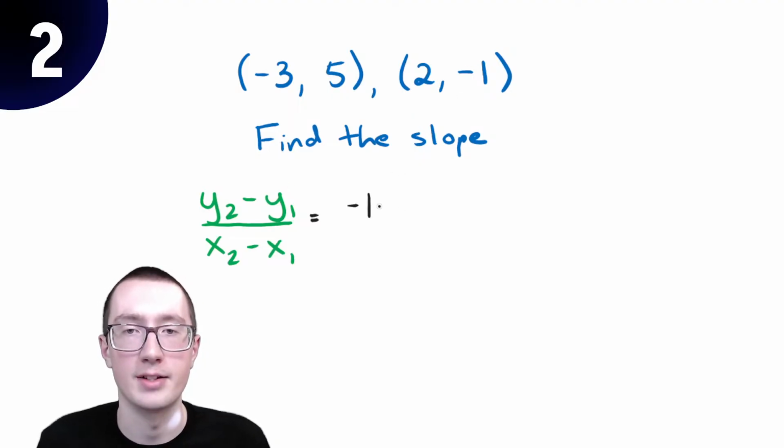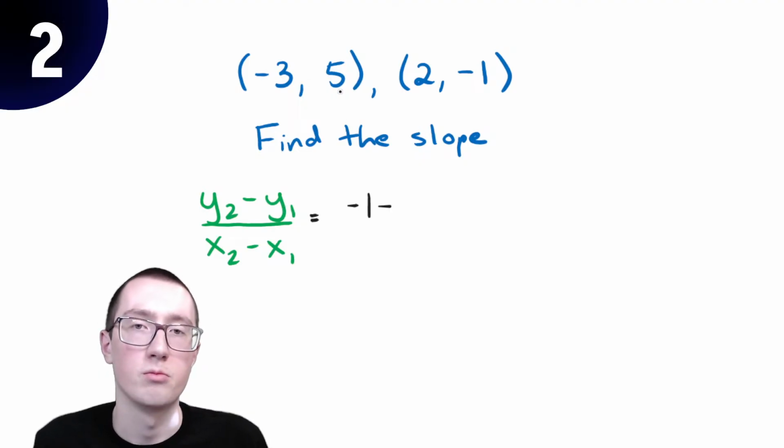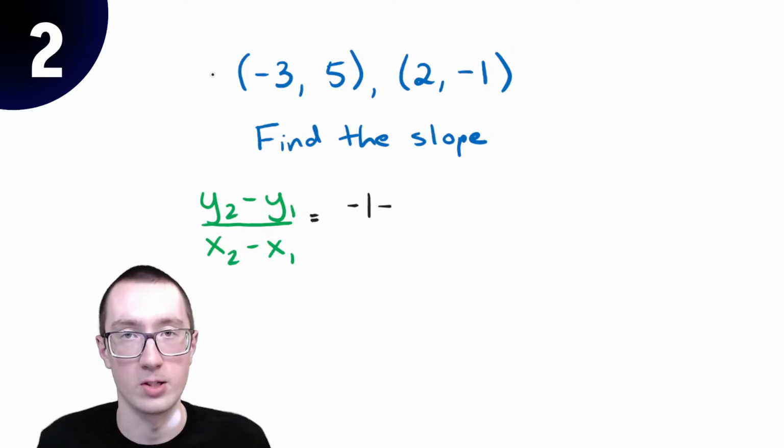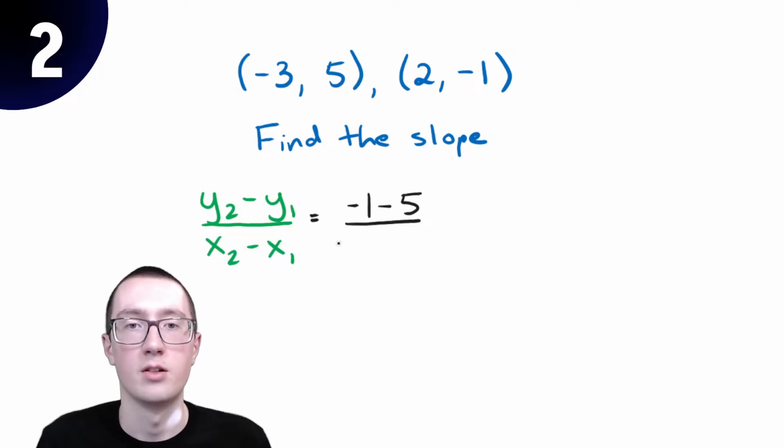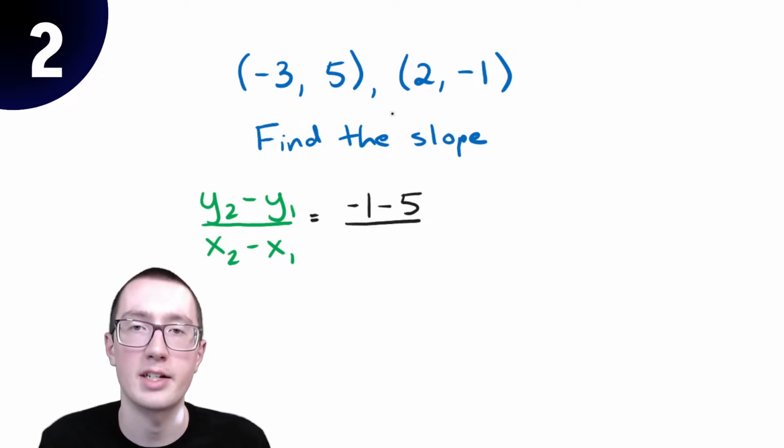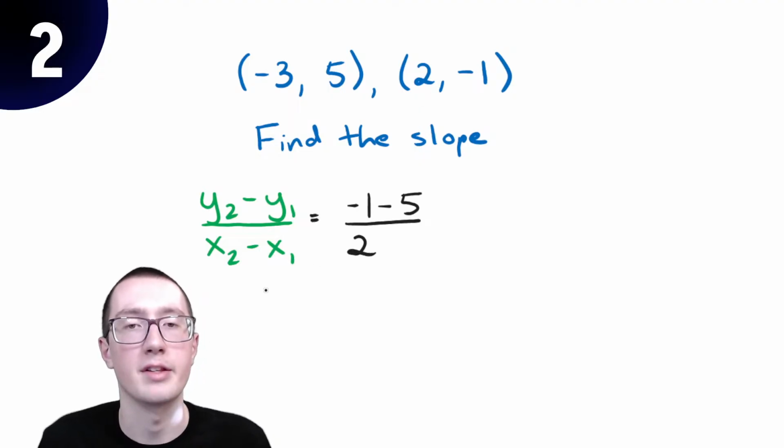Then we take minus y1, and y1 is the y of the first point. So that will be the first point here on the left, but y is the number on the right. So that will be +5. Then we will have x2 minus x1. So x2 is the x of the second point. So the second point is the one right here, and x is the number on the left, which is 2. And then finally we have x1, which is the x of the first point. So the first point is here, and the x is the number on the left, which is -3.